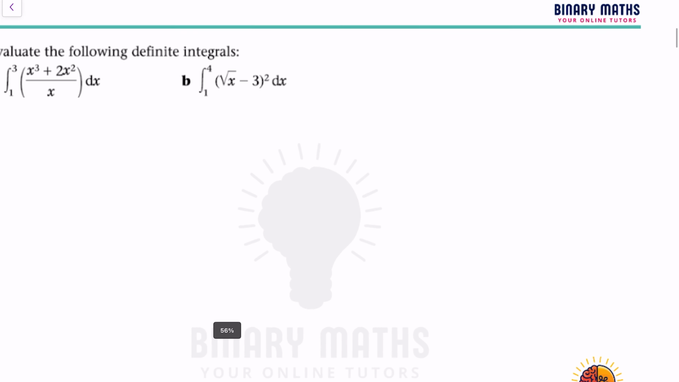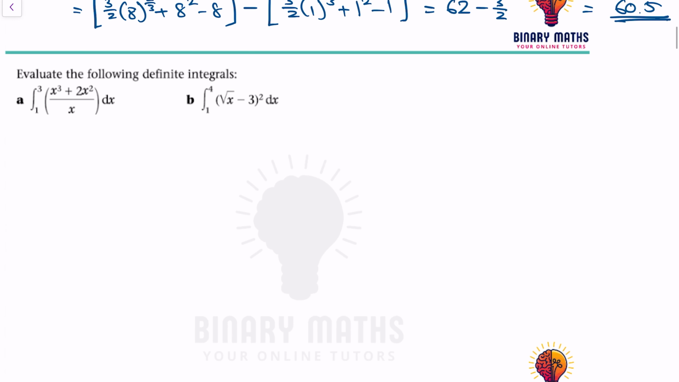Okay, again, let's evaluate some of the following definite integrals. So A is this one. So A is equal to, first thing I would do is simplify, so split up the numerator and simplify it. So I get x cubed over x, which is just x squared. And 2x squared over x gives you 2x, dx.